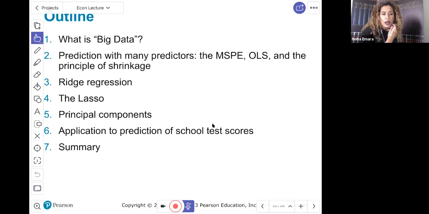To do so, we actually have 3 ways. We do have more than 3 ways, but what we're going to cover in this topic is 3 ways. So ridge regression.